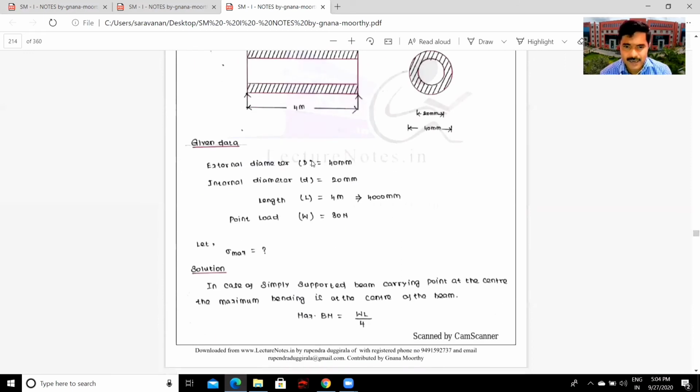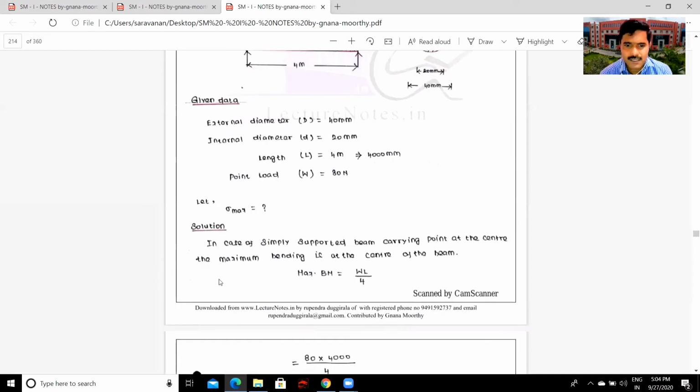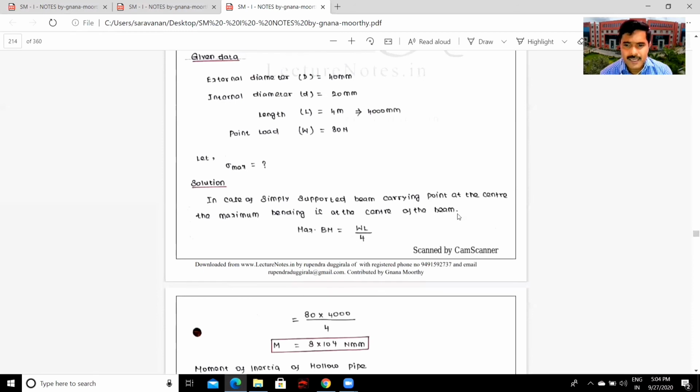So external dia given, capital D 40 mm, internal dia given, small d 20 mm, length given L 4 meters, so convert into mm, 4000 mm. Point load W given 80 Newton. They are asking to find out sigma maximum. So solution: in case of a simply supported beam carrying a point load at the center, the maximum bending moment will be at the center, WL by 4, right?